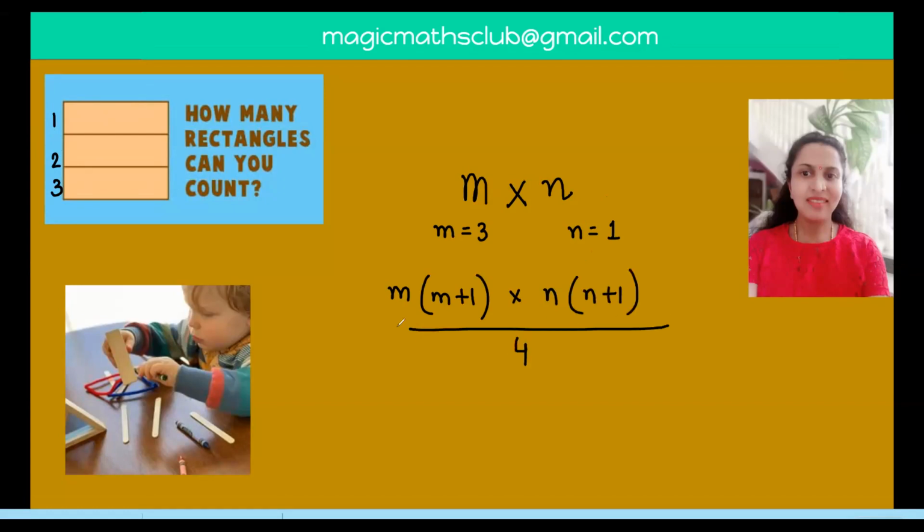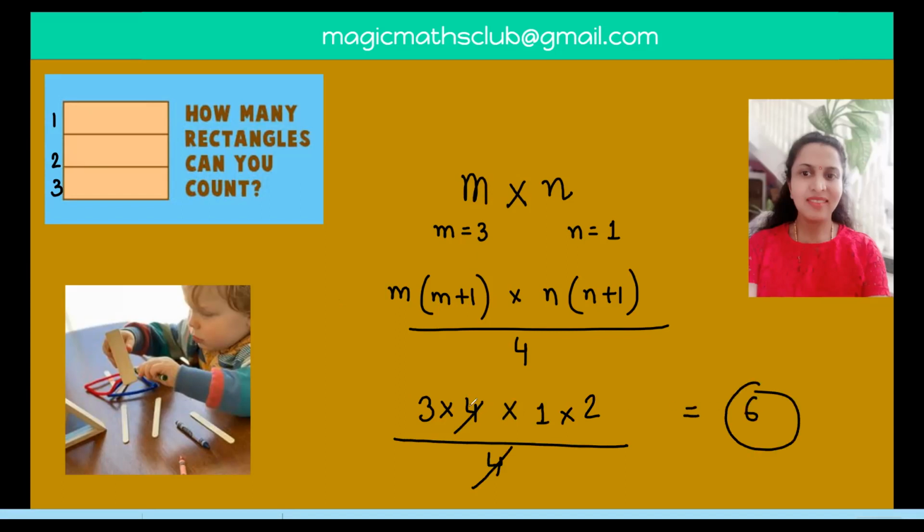There are many formulas for this. There are formulas based on factorials and combinations and many different formulas devised by mathematicians. But this is the best one, and even a small child can understand it. So 3 into 3 plus 1, 4, times n is 1, and 1 into 2, divided by 4. So the 4 cancels out, and you get 6 as the answer.